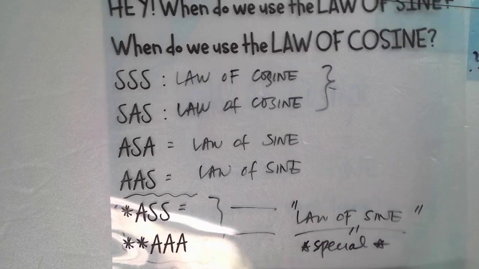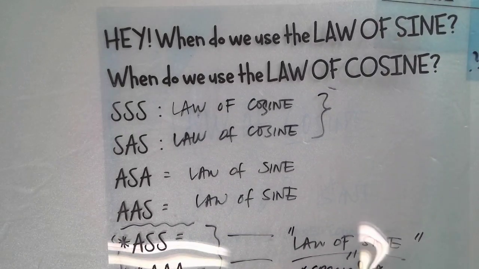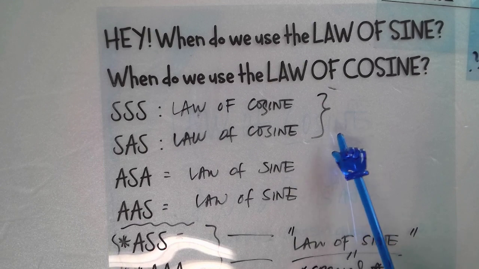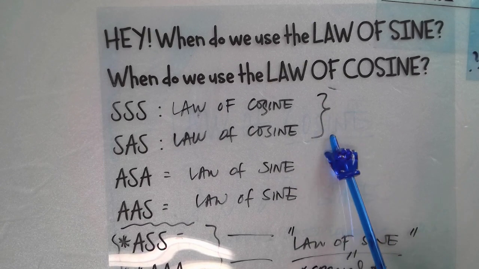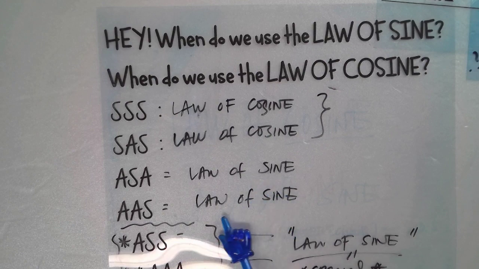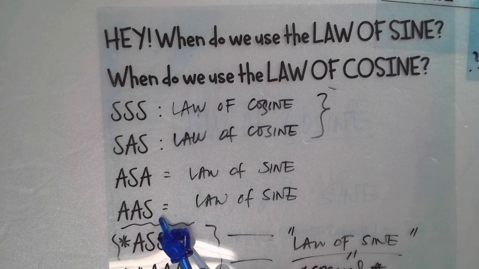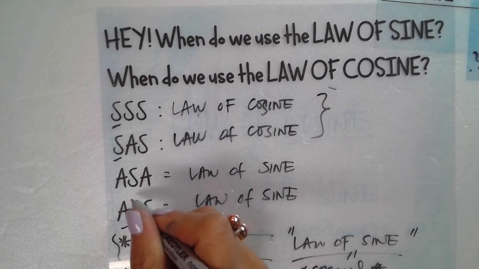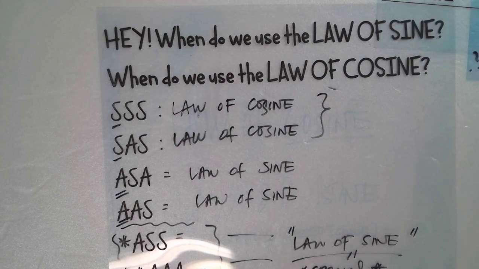Now, I want you to think about why, because I could ask you that as a communication question. Why can we use SSS and SAS for law of cosines? And why do we use law of sines for ASA and AAS? Now, an easy way to remember, I guess: law of cosines starts with S, law of sines starts with A. Okay? All right, second video.